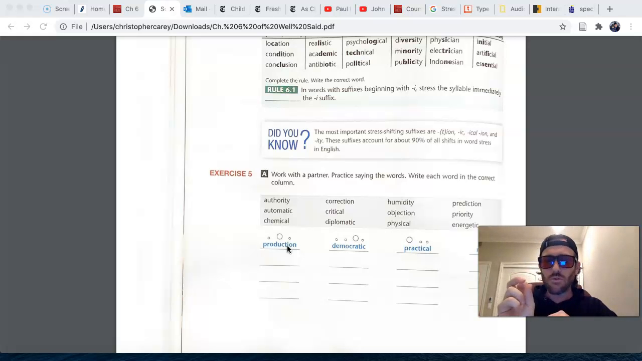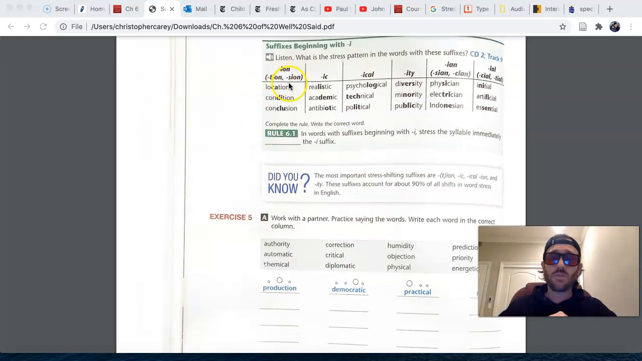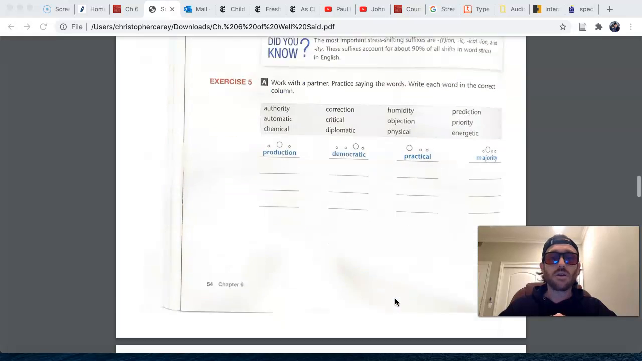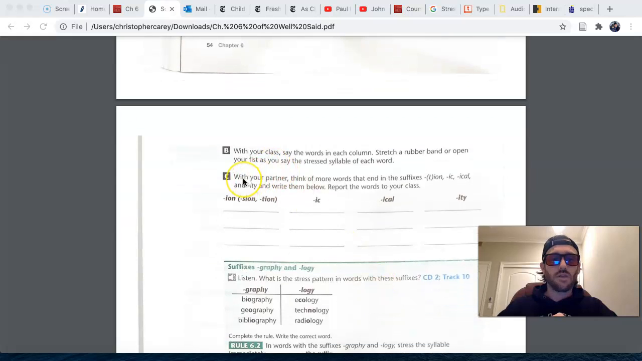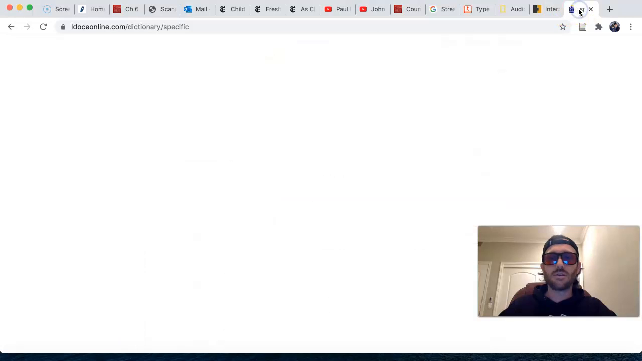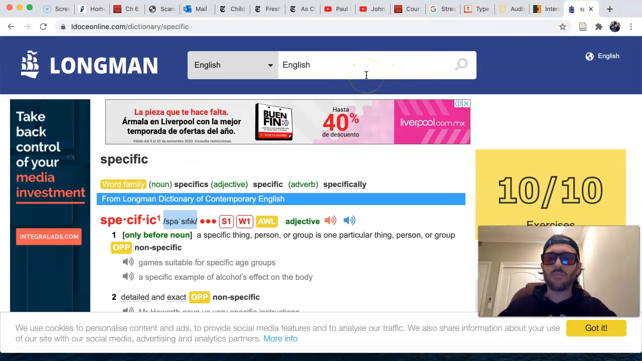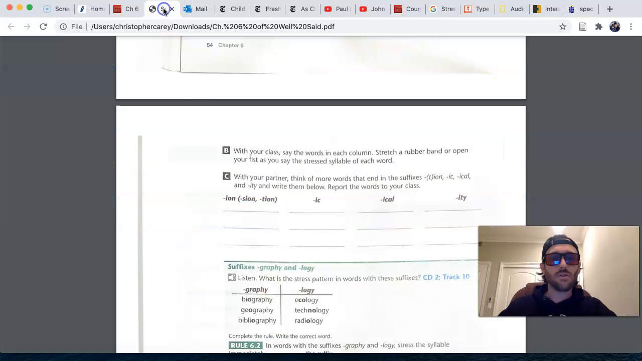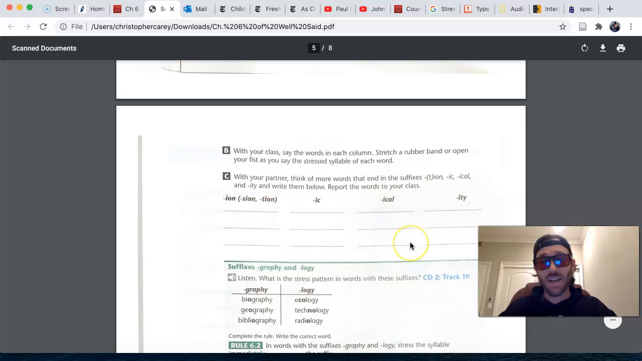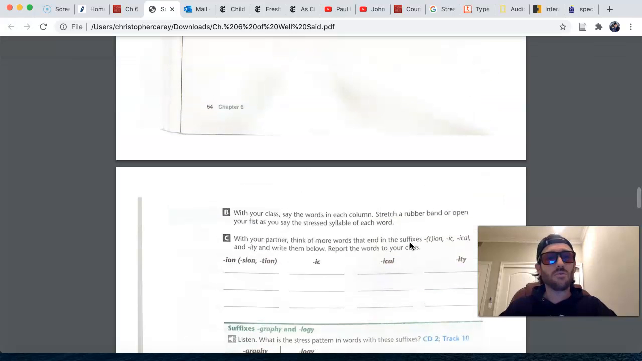Identify the strong syllable. Refer back to your notes and remember that the strong syllable will always come before the I suffix, right? Which all of these are examples of I suffixes. And then go ahead and put them in the respective categories. The next part of exercise 5, you're going to think of more words that end in these suffixes. Come up with your own examples. Use your dictionary, if need be, to look up words that have those suffixes, and then you're going to write those in the respective columns. And that is exercise 5 on pages 54 and 55.